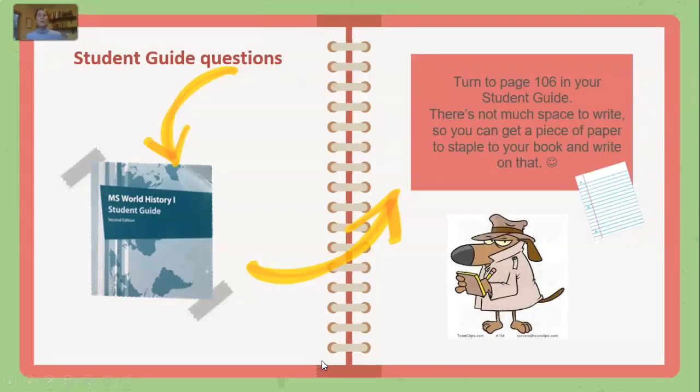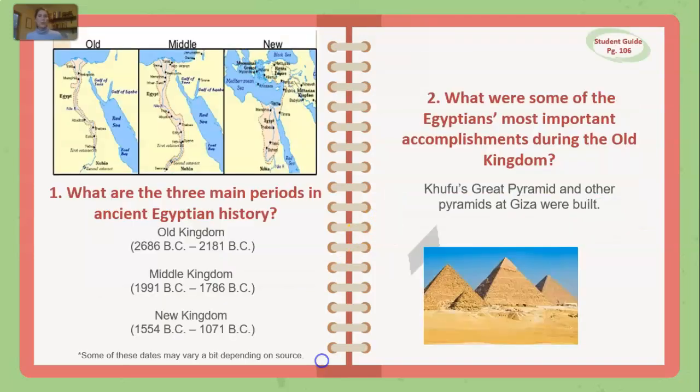So now you're going to turn to your student guide, page 106. There's not much space to write, so you can get a piece of paper if you need to. You can pause this video, get a piece of paper to write in there, or you can write along the sidelines. Question number 1, what are the three main periods in ancient Egyptian history? The Old Kingdom, the Middle Kingdom, and the New Kingdom.